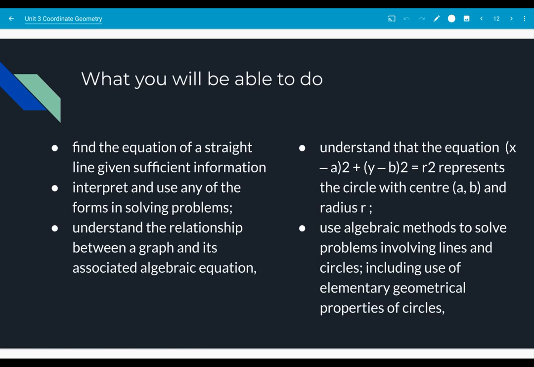interpret and use the different forms of a straight line in solving problems, understand the relationship between the graph and its equation, understand the equation of a circle and be able to find its center and its radius. And then, using algebra and the methods we've been looking at up to this point, solve equations of intersections with circles.